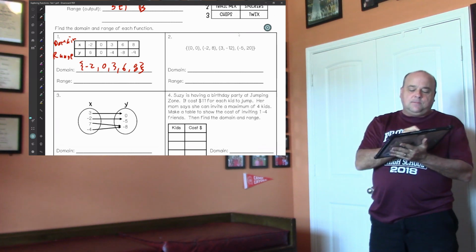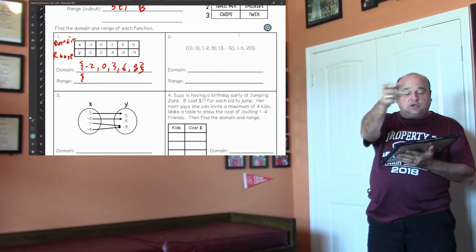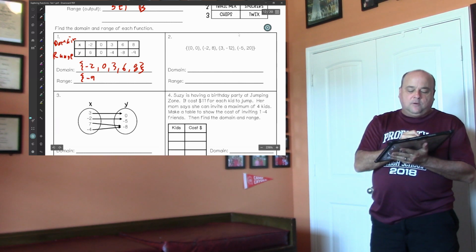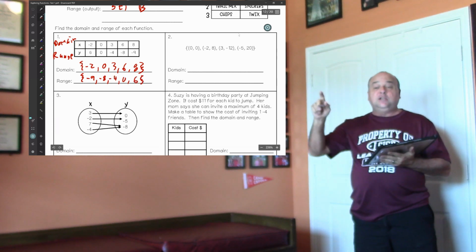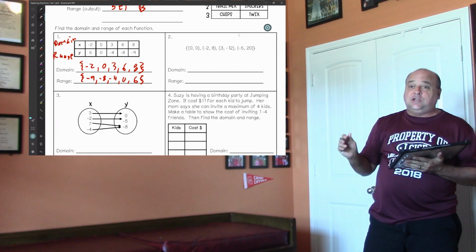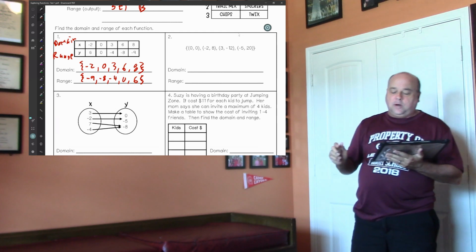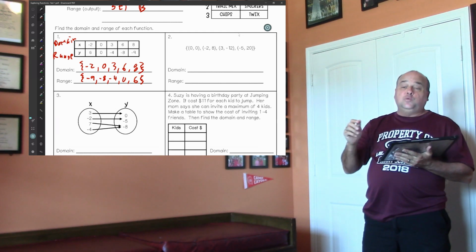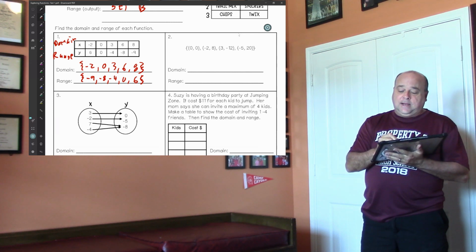Your range, same thing. We're going to put a brace. We're going to go from the smallest to the largest, so we're going to put this backwards. We would go from the -9, -8, -4, 0, and 6, right? Remember, your domain and range, when you write it like this, does not match up. You're putting them from the smallest to the largest, and you're putting them in braces. Okay, this one would be a function because the x does not repeat, right? We did that last week.